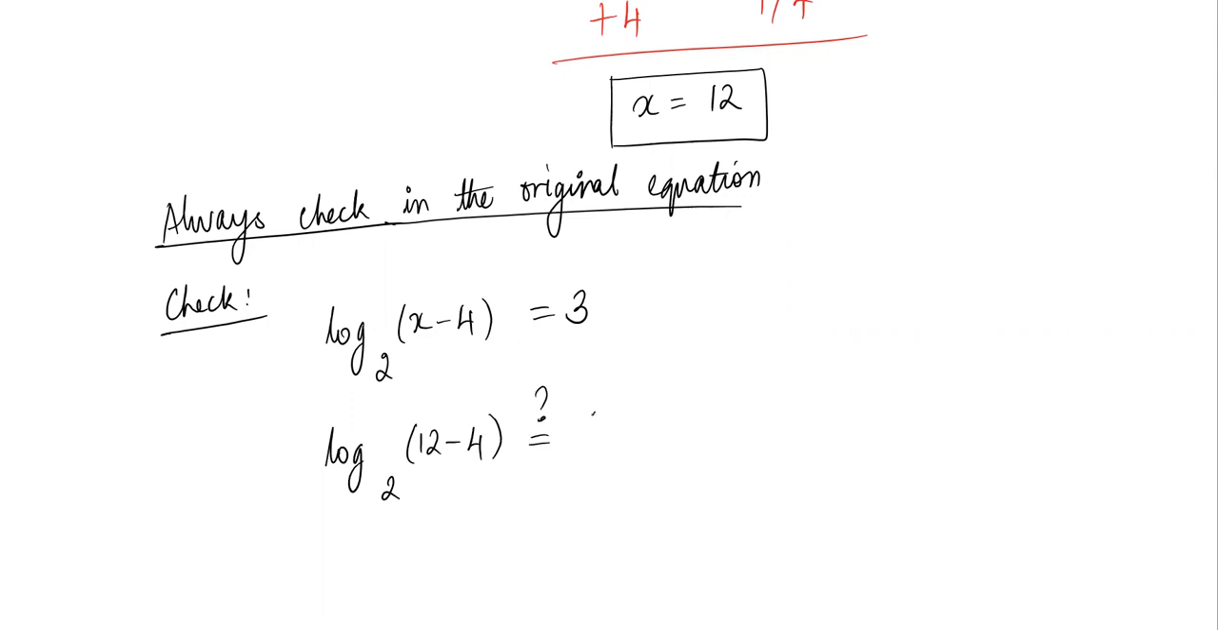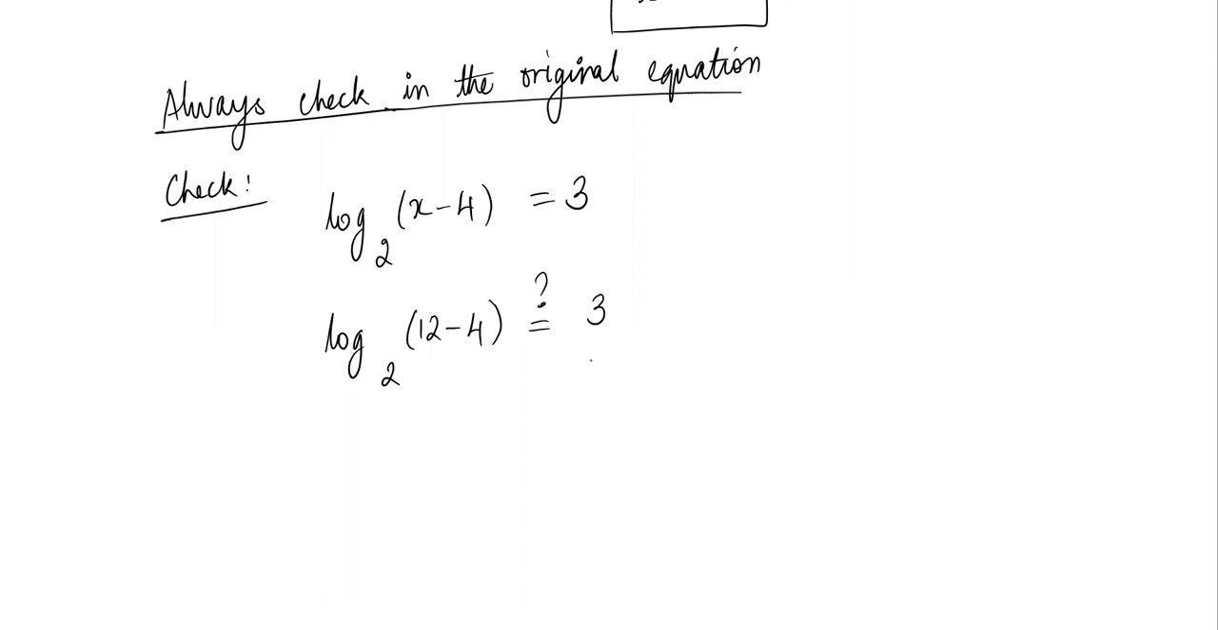I put a question mark over the equals because we don't know if they are equal to each other. If they are not coming out to be true, you have to go back and declare that there was no solution. Even though you got a 12, the 12 didn't work when you checked. So that is very important.